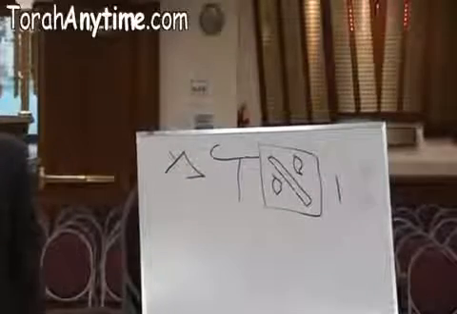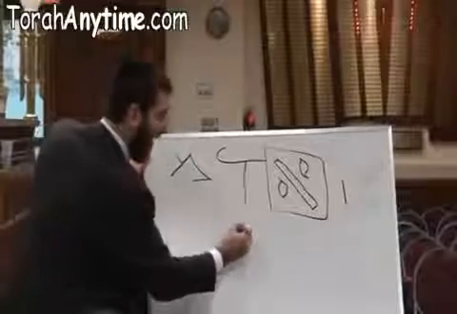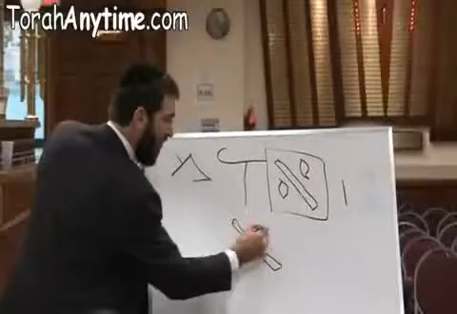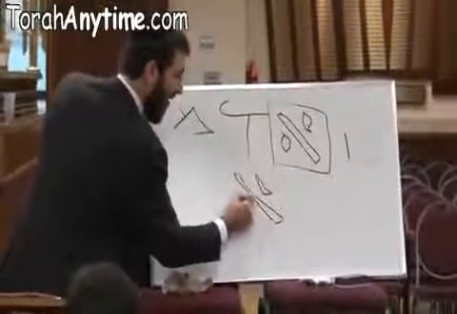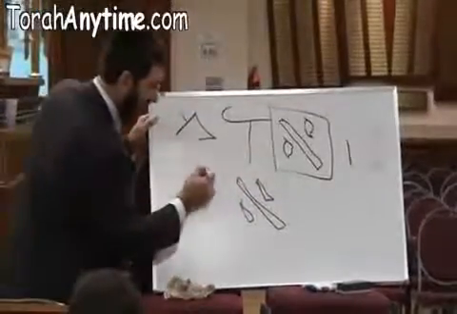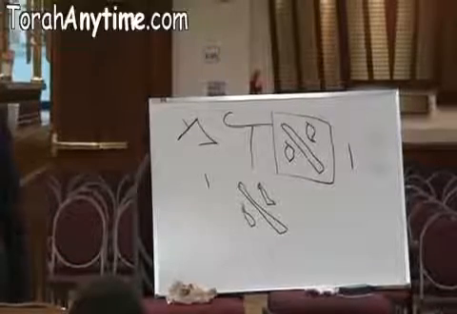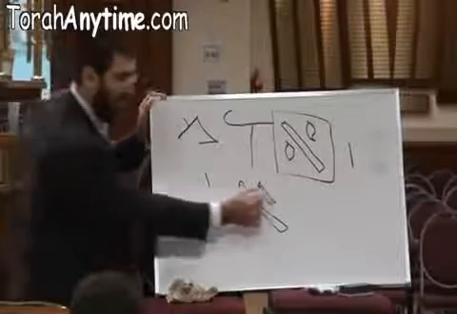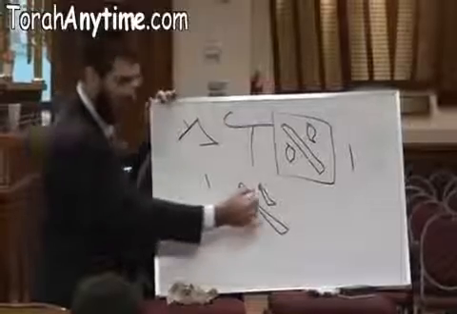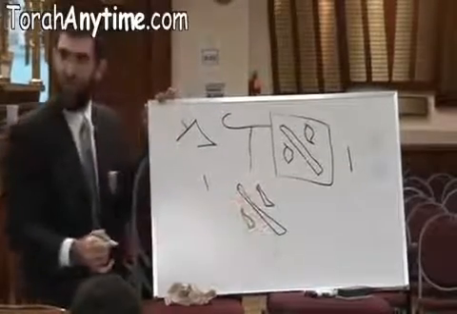What's interesting about an aleph? Well, let's take a look at an aleph for a moment. An aleph happens to be numerically what? What is aleph numerically? 1. Good. If I take a look at an aleph, I notice that it's actually made of 3 letters. I have a yud, 2 yuds, and a vav.